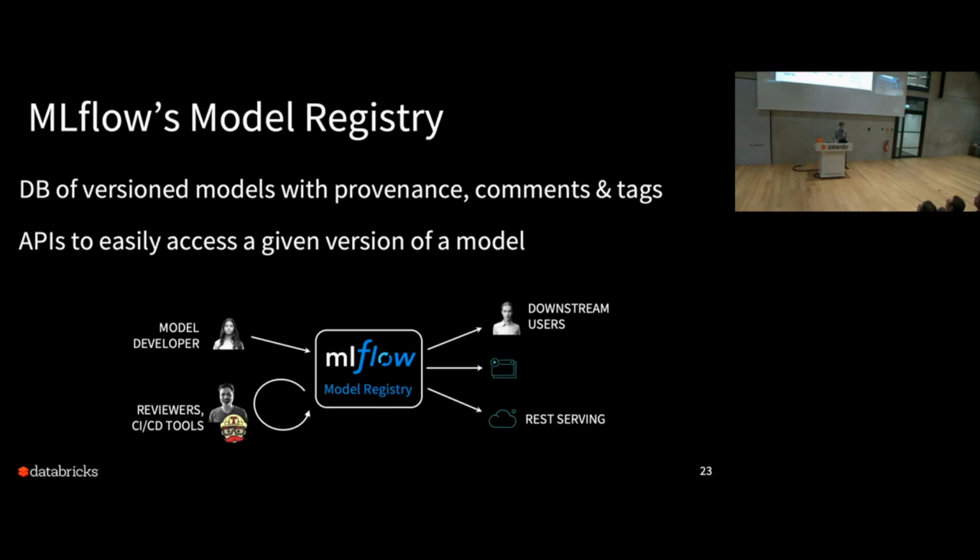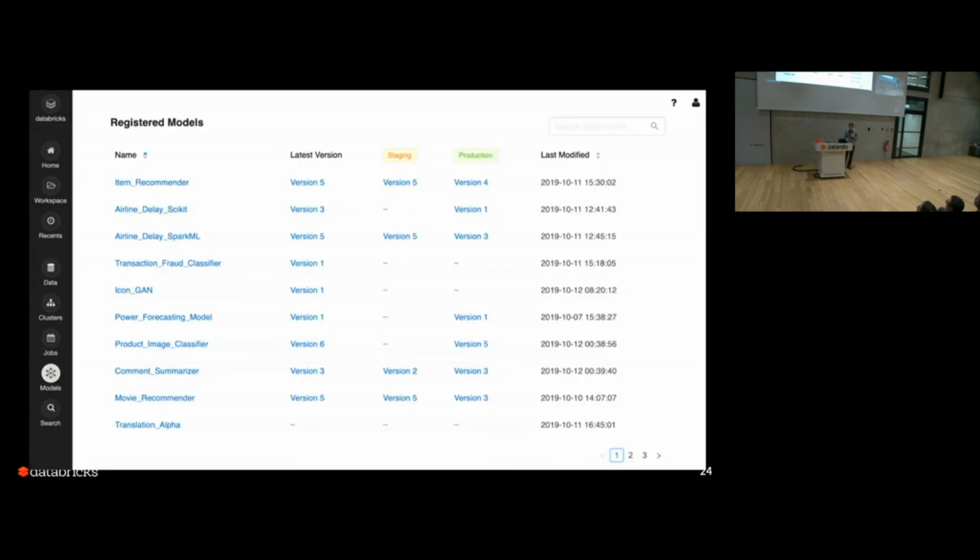So what this looks like is you've got basically a big list of models. Each one can have different versions at different lifecycle stages, like staging and production. And then on each model version, you can add a description.